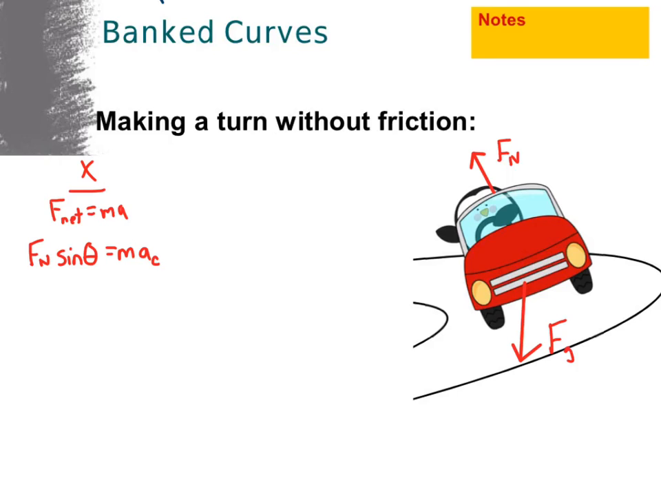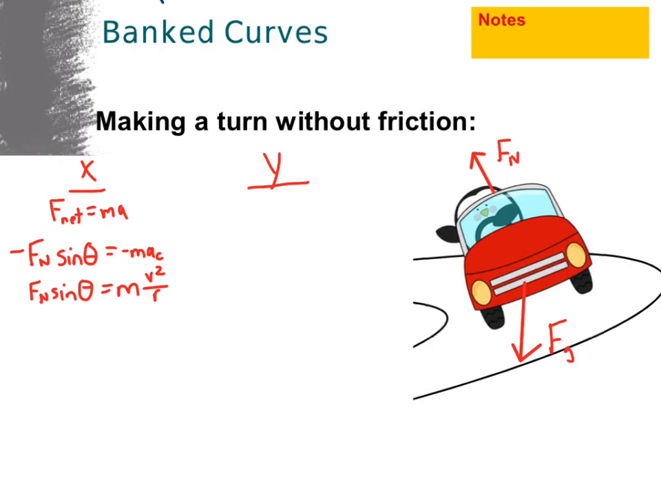And I better make sure, well, I would have negative signs on both sides if I were keeping track of direction correctly. Sorry about that. Turns out, though, that I can divide both sides by -1, right? And I'd get what I just wrote. Fn sine theta equals m times centripetal acceleration, which is v squared over r.